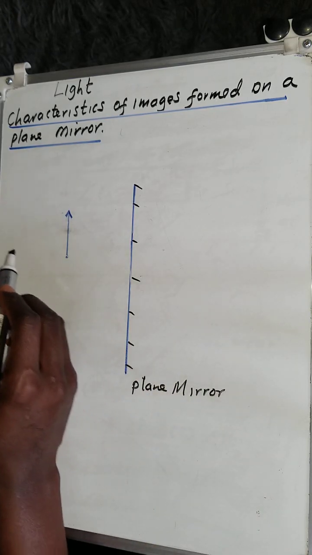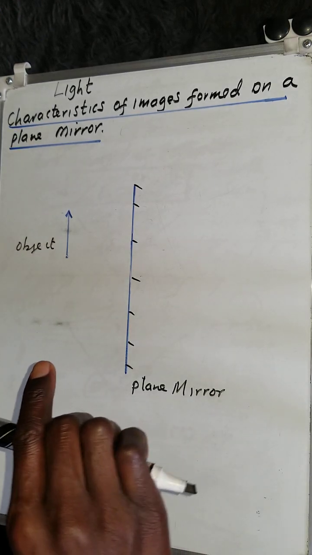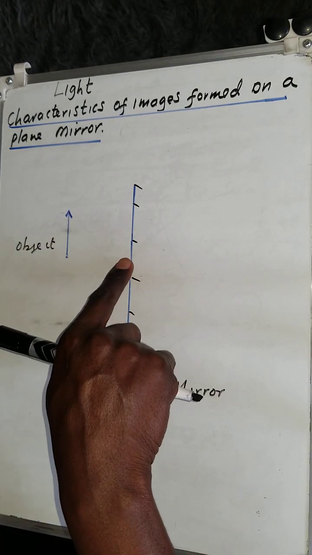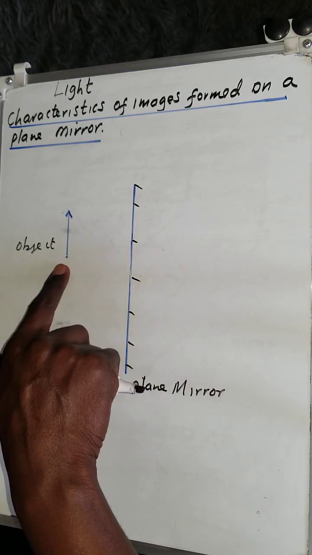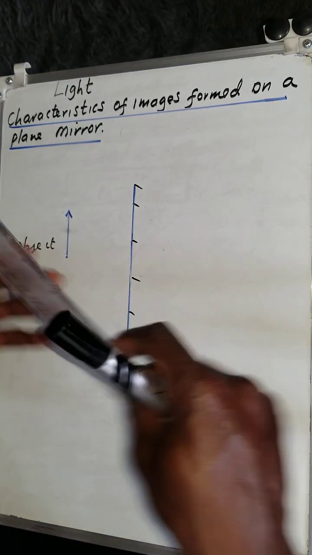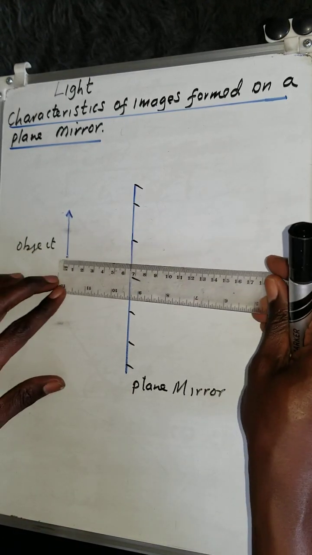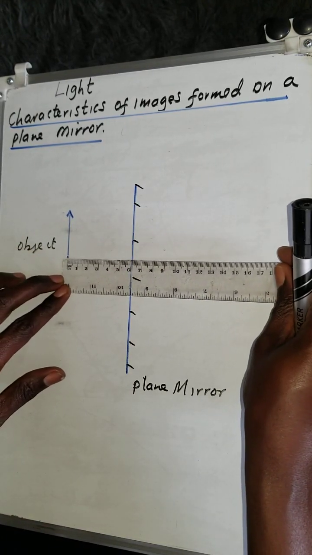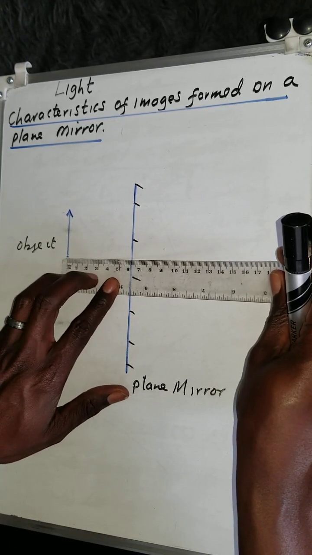Then I've got an object, so this is representing an object. Now what you need to realize is that they may give you the distance from the mirror to the object. In this case I used 6 centimeters. So it simply means that you need to trace it also.